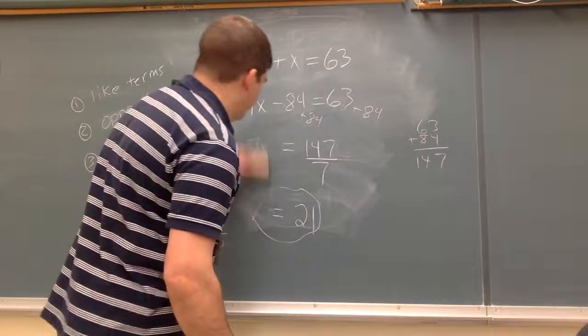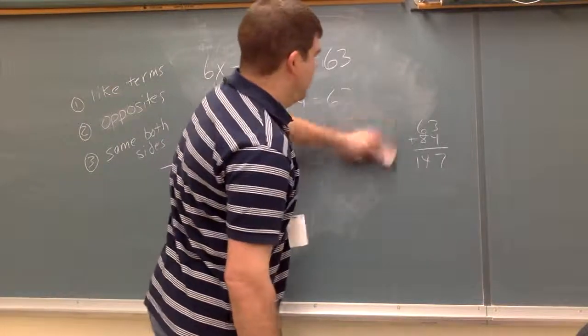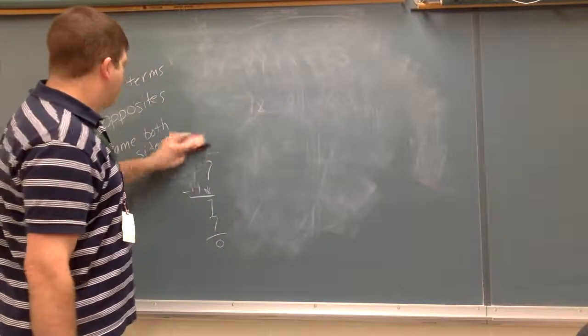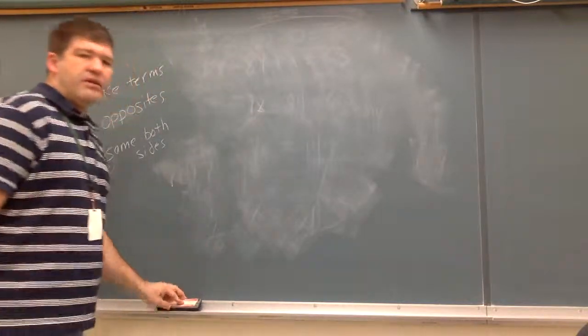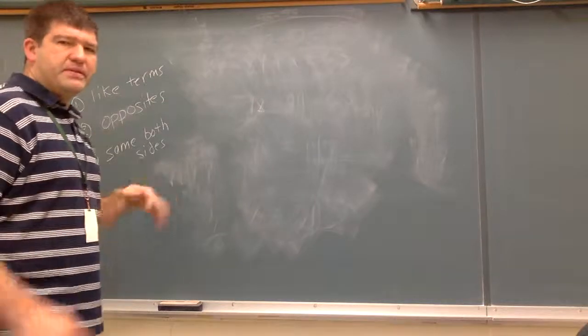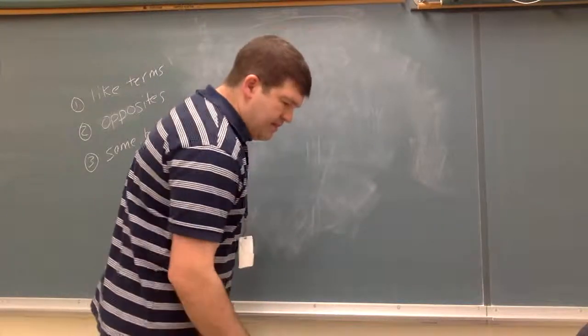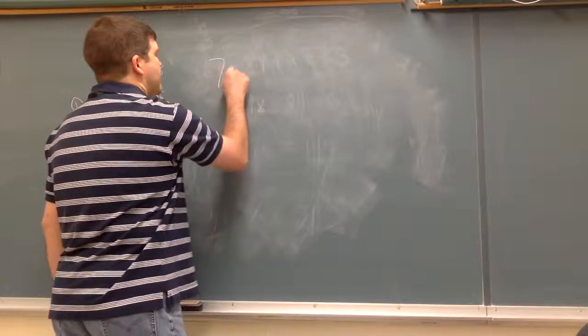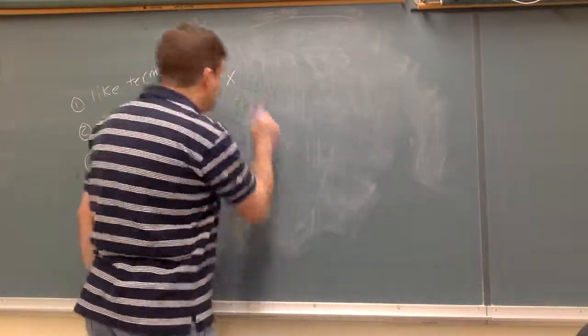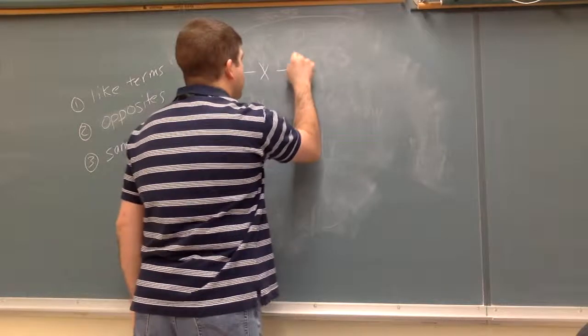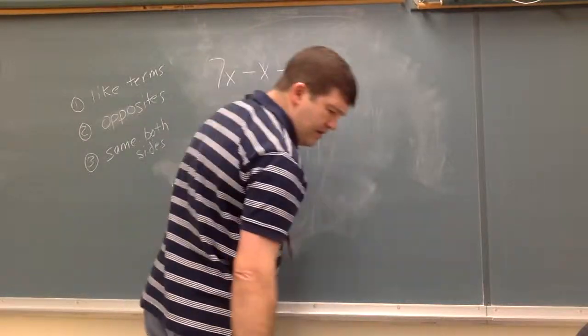Okay. You can see on these problems that I'm putting together like terms, doing the opposite to get rid of it, and then I'm doing that same thing on both sides. Let's do 3. 7x minus x minus 114, and that equals 48.